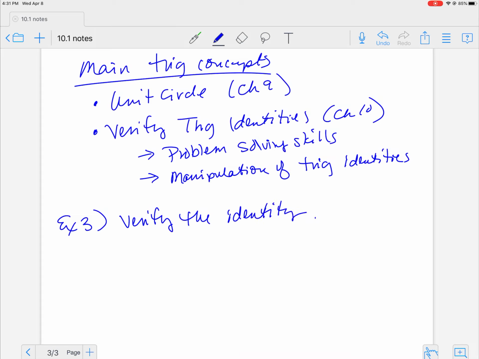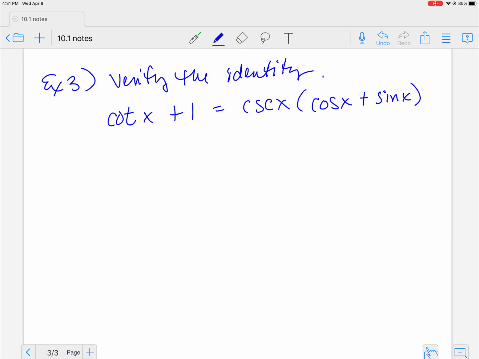All right. Okay, so let's do one. Here's example 3. Verify the identity. Okay, I have cotangent x plus 1 equals cosecant x times cosine x plus sine x. Now, when I go through and look at these problems, a lot of times I think it's easier to go for the crazy one. So the crazier the problem, the easier I feel like it is to work with.